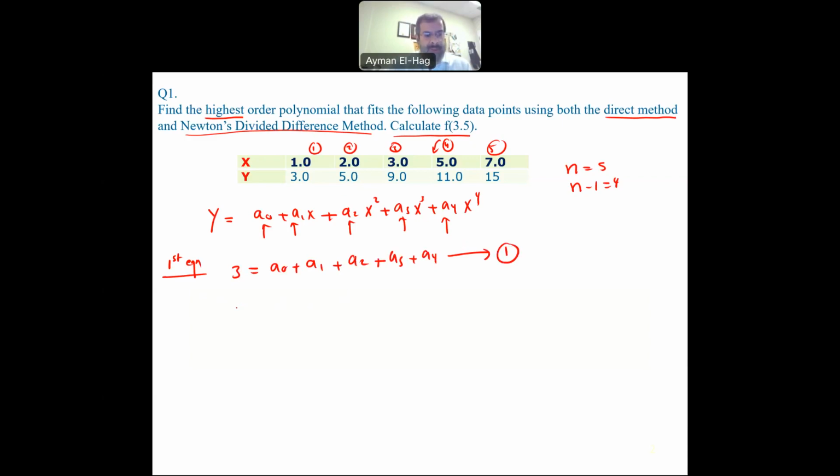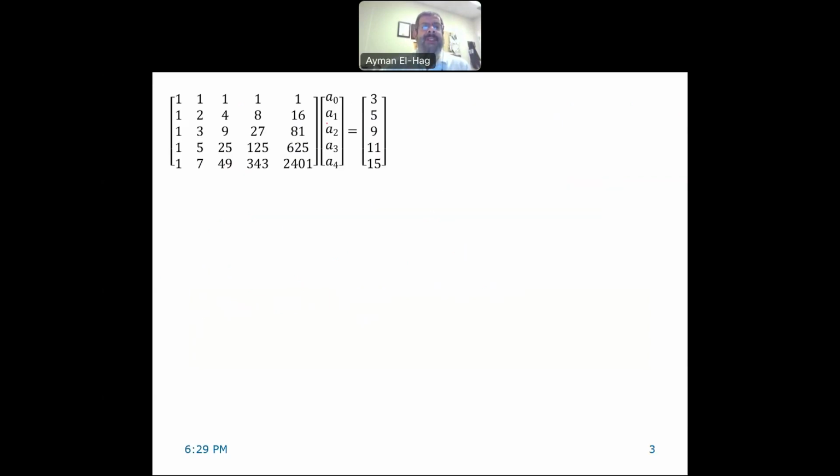My second equation is 5 is equal to a0 plus a1x. x is 2 now, so this is equal to 2a1 plus a2x squared, so 4a2, plus to the power of 3, it's 8a3, and finally plus 16a4, and this is your second equation. And now you can generate the other 3 equations. When you are done with this, you get this system of equations.